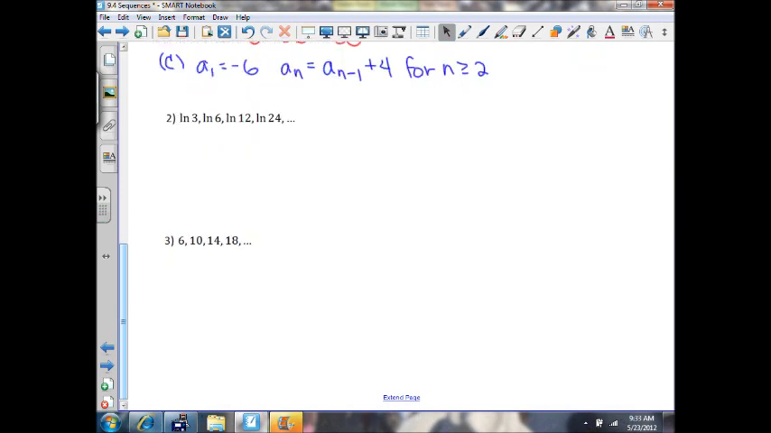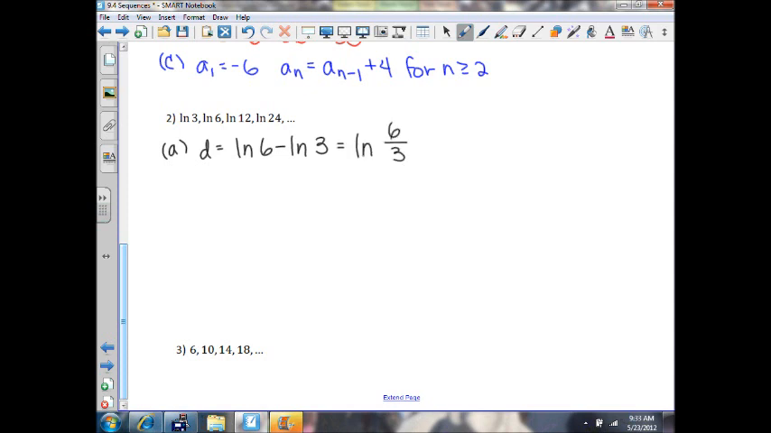Number 2 is a little bit different because we're dealing with natural logs, but really not a big deal. For part A, we need to find the common difference. Well, the common difference will be ln of 6 minus ln of 3. Going back to your logarithm rules, that will be ln of 6 over 3, or ln of 2.